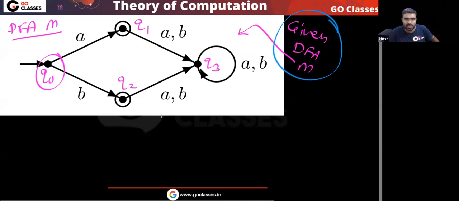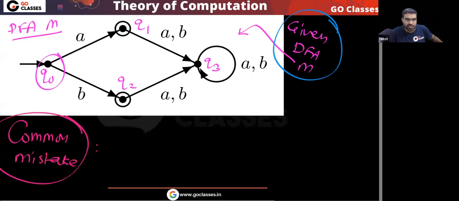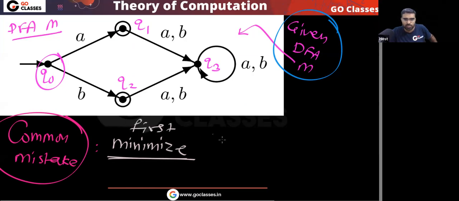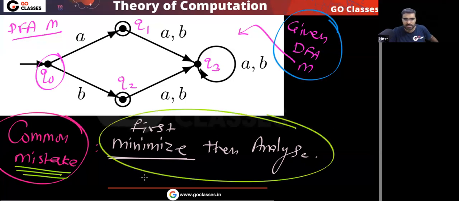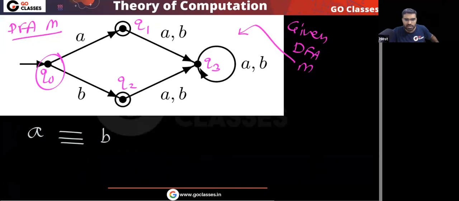If you minimize this DFA, what will happen? This is a very common mistake. If this DFA is given to you in the question, some students will first minimize, then check, then analyze. Remember, this is a mistake. So you tell me, if you minimize this DFA, then what will happen?